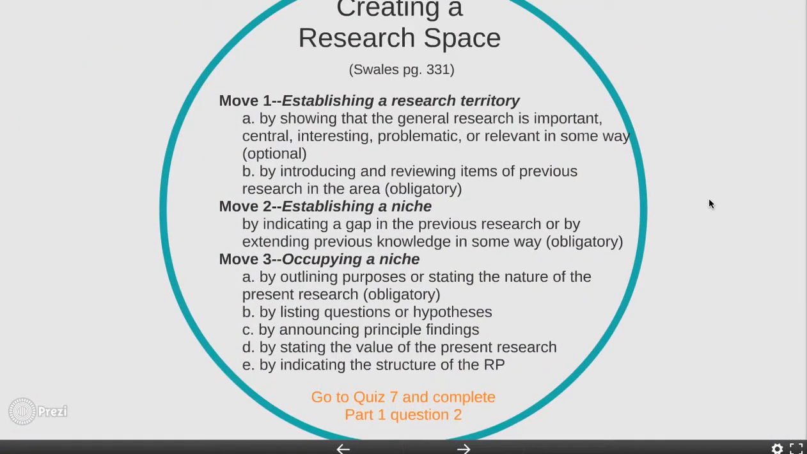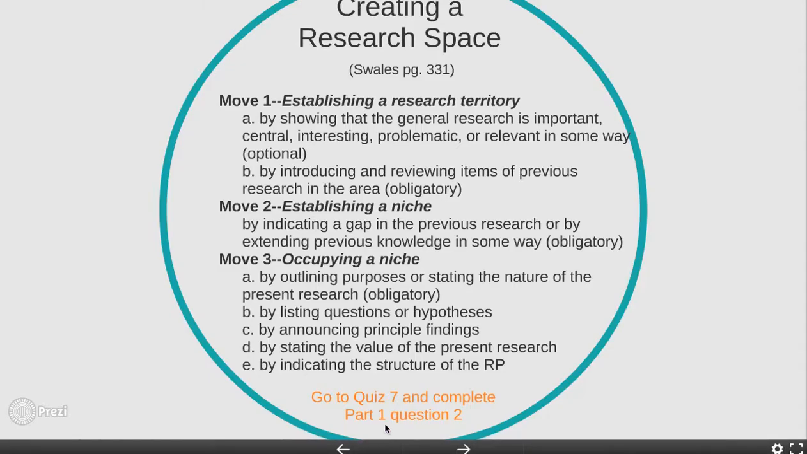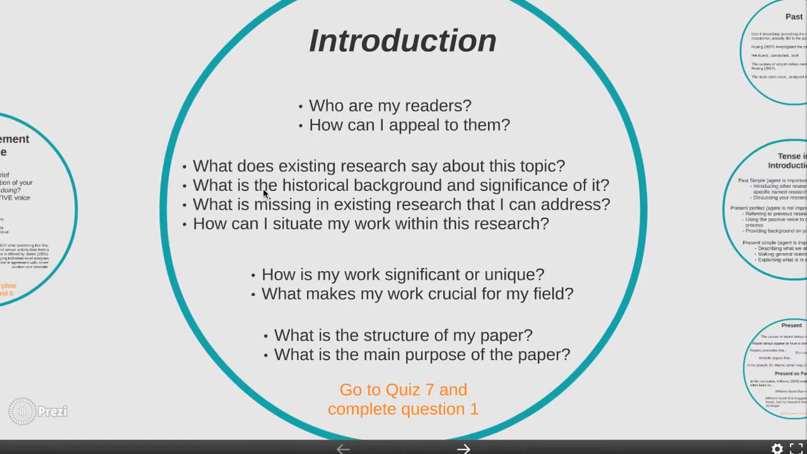All right, so after you've done question 1 from the quiz, we're going to be looking at this. I really like this way of looking at writing an introduction from our textbook. So you're creating a research space. So you're kind of establishing those questions in the last. So these questions right here.